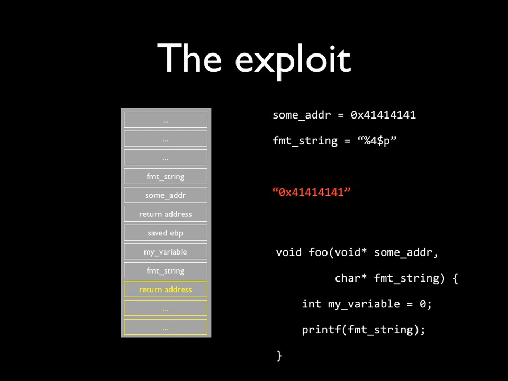Now what can we do with this? Well, we're first going to write 100 bytes to the screen and then print our pointer. And now we can write 100 bytes and then %4$n, and then we'll have written the value 100 to the address 41414141. Okay, this looks interesting and all, but how do we use this in an actual exploit, you tell me?